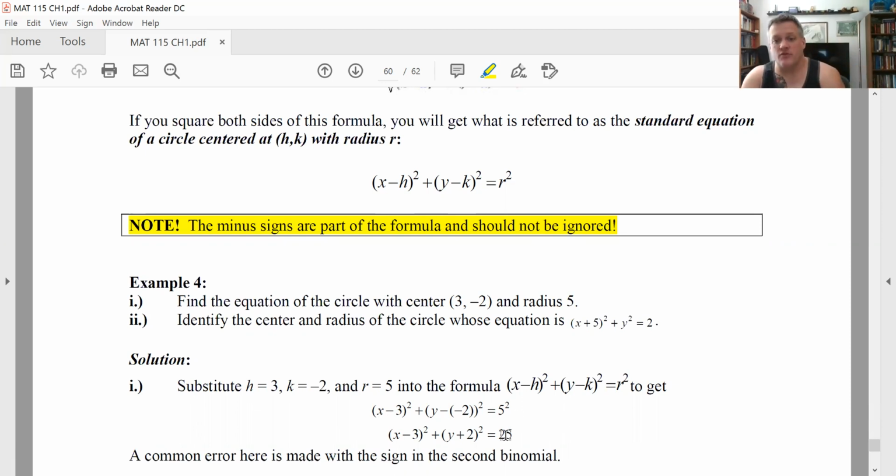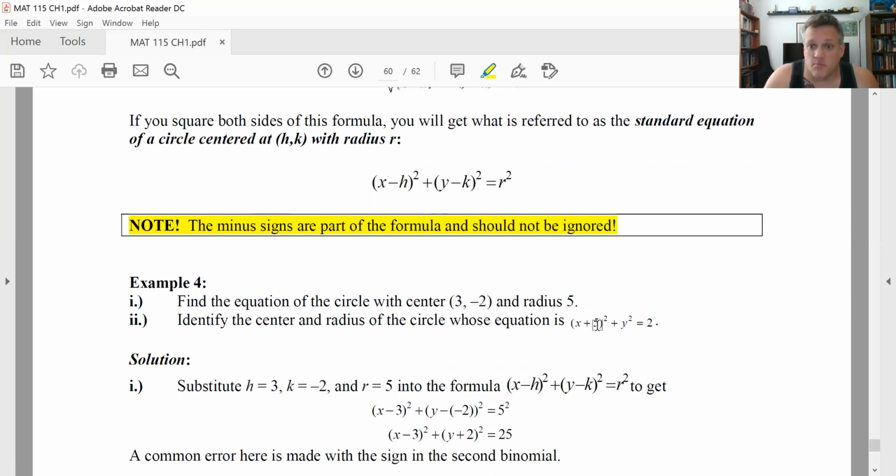If you square 5, you get 25. All right, so this is the standard equation for that particular circle. Okay, and then for here, I give you the equation of a circle, and I want you to find the center and radius. So the idea is to first write this in this form, right? And that means the negatives too.